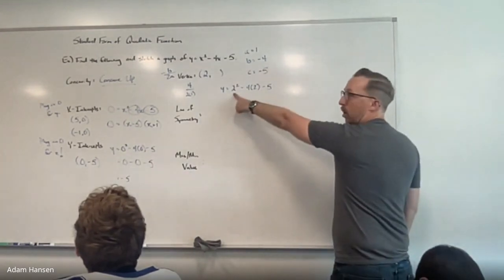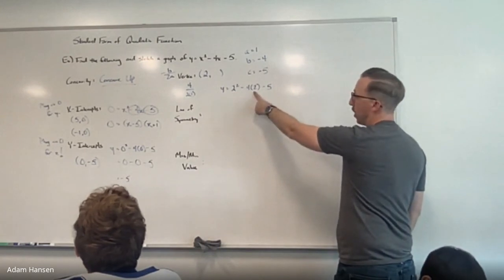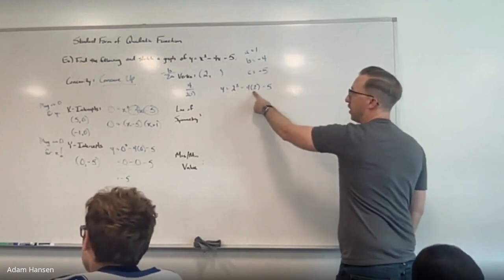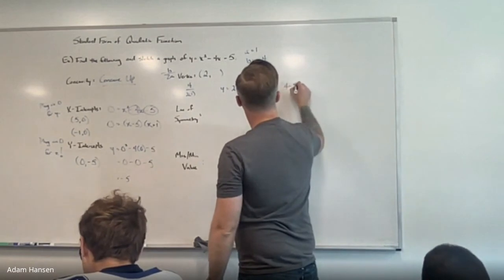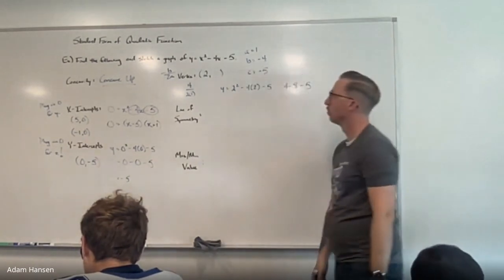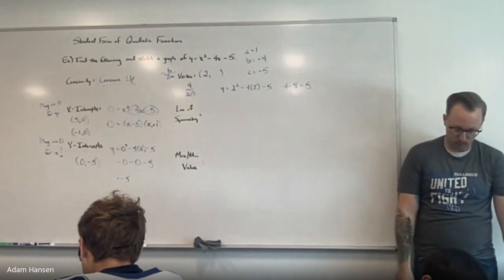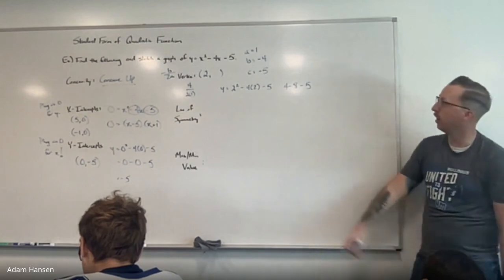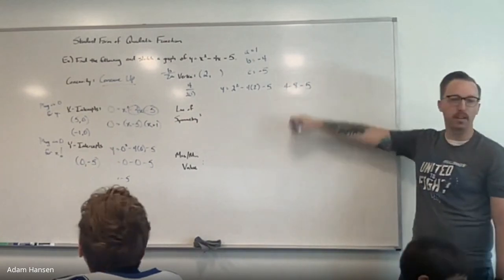What's 2 squared? 4. What's 4 times 2? 8. Right, so I'm just doing our operations. Do powers first, multiplication next. I get 4 minus 8 minus 5. What's that become? Negative 9. 4 minus 8 was negative 4. Minus 5 goes back to negative 9.